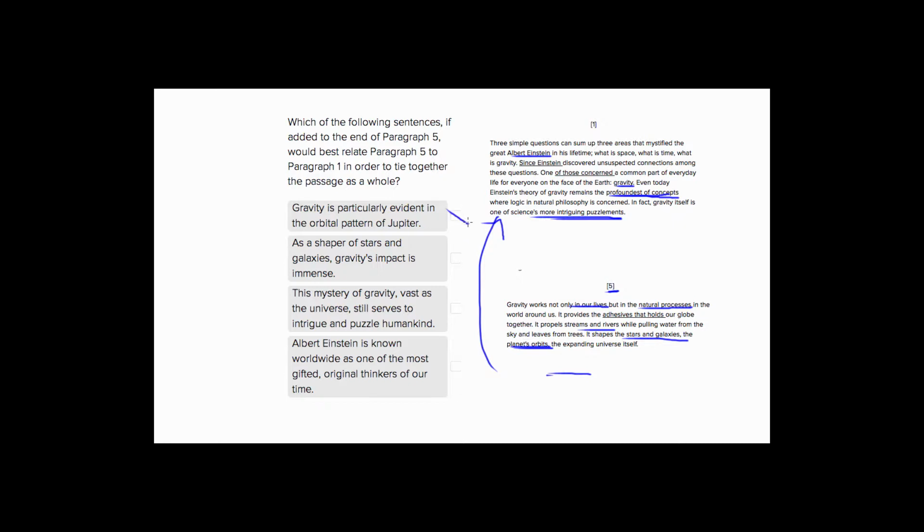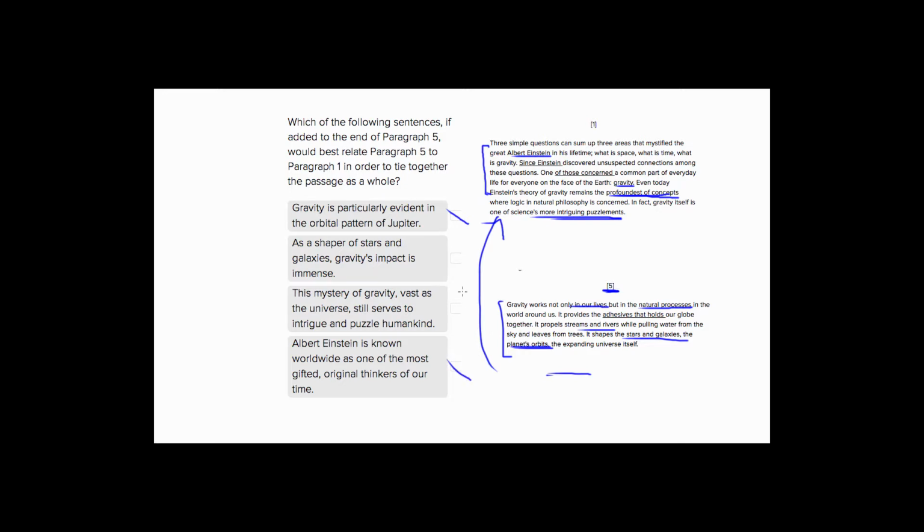Let's look at choice number 4. We have: Albert Einstein is known worldwide as one of the most gifted original thinkers of our time. Yes, we talk about Einstein all throughout this first paragraph, but he's really only used as a way to lead into an entire essay about gravity. So we have no mention of Einstein in paragraph 5 either. So it'd be pretty weird to have this whole paragraph about how powerful gravity is over here, and then to just give a fact about Einstein. So even though it has to deal with paragraph 1, it has nothing to do with paragraph 5. So that's going to be an irrelevant way to connect the two.